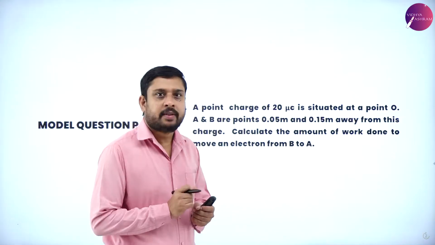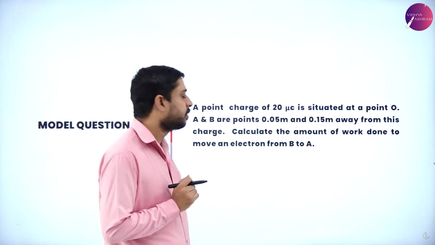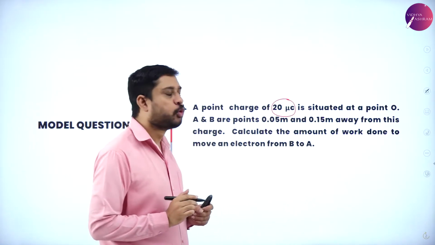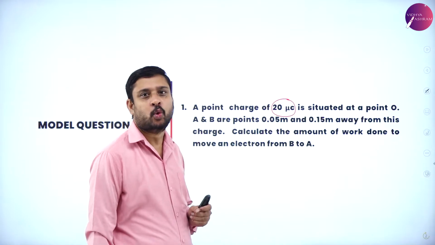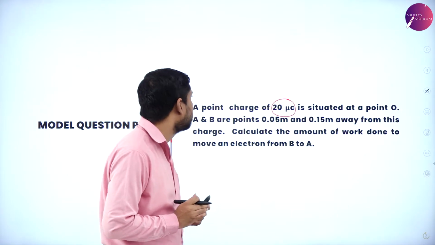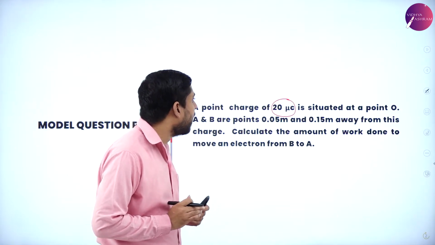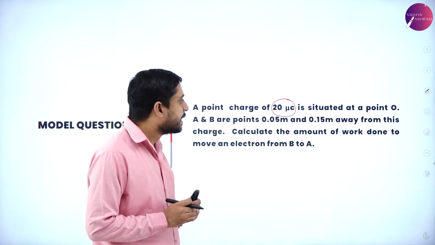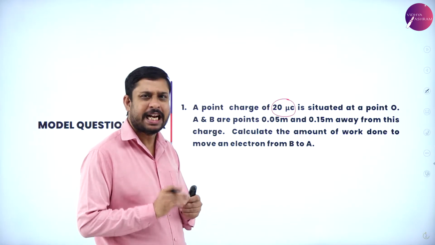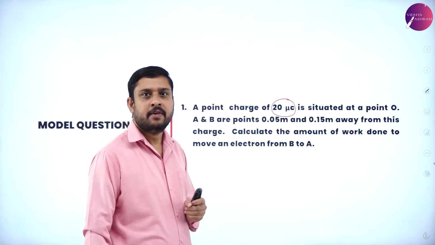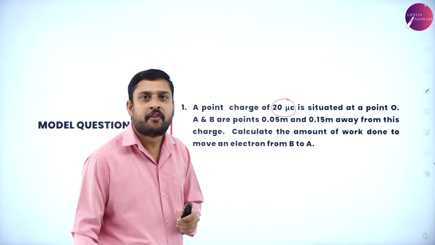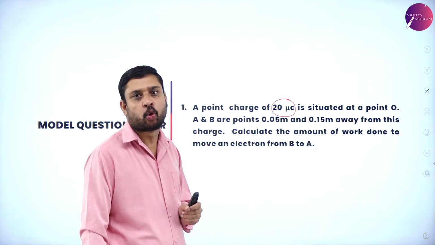The first question reads: there is a point charge of 20 microcoulomb situated at a point O. At some point O, we have placed a point charge of 20 microcoulomb.